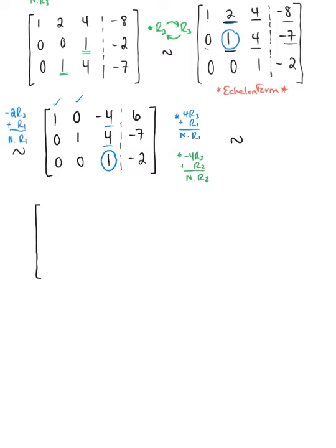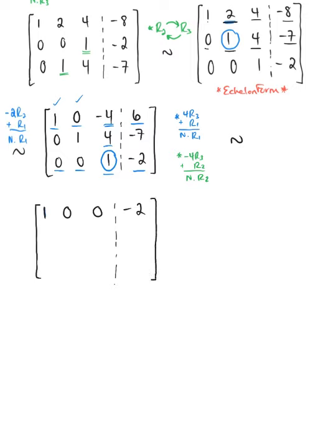We're reducing that first row first. We have 0 plus 1 is 1. We have 0 plus 0 is 0. And now we have 4 minus 4 is 0. And last but not least, we have -8 plus 6 is -2. So we have that simplified first row.